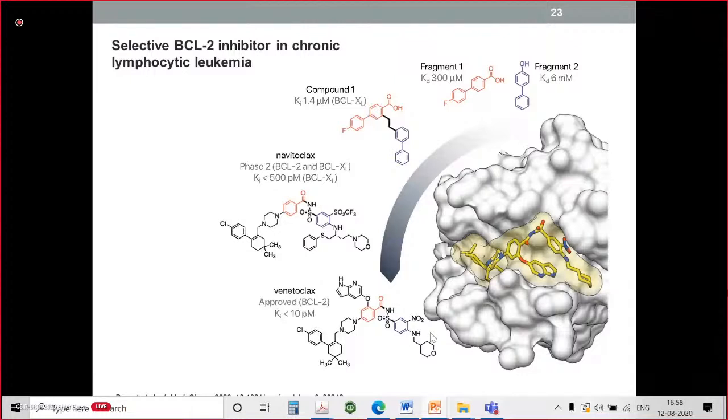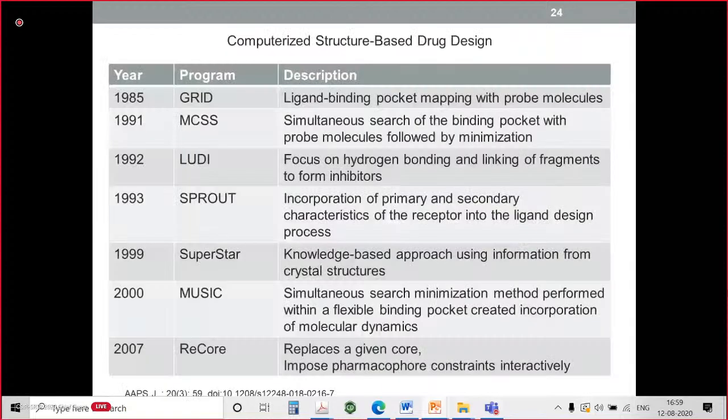So this is one of the interesting examples where fragment-based drug design success has dramatically led to the discovery of the drug molecule. Earlier I discussed the different approaches for fragment-based drug design.